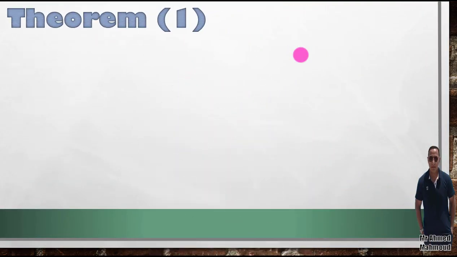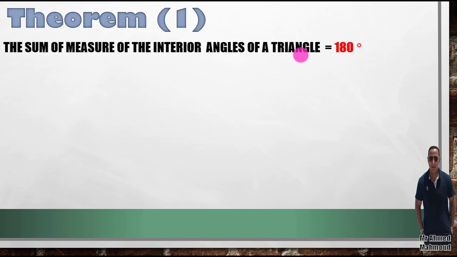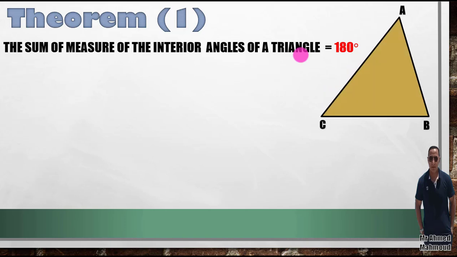Now we are going to study Theorem 1. Okay, Theorem 1 said the sum of measures of the interior angles of the triangle is 180. This is not a new rule. You have studied this theorem many times. Okay, it means what? It means if we have a triangle ABC, the sum of its interior angles, angle A plus angle B plus angle C, equal 180.